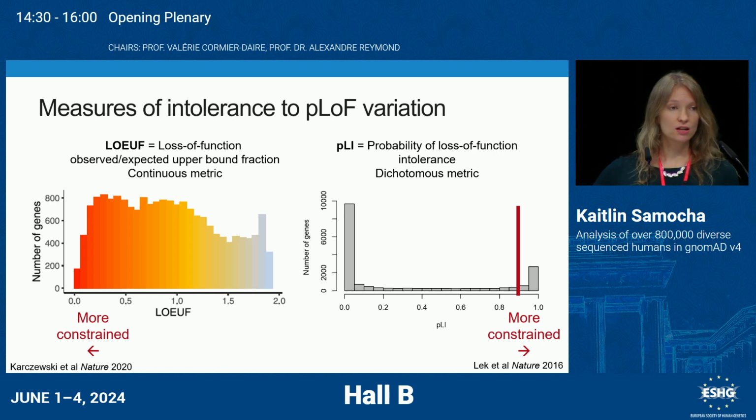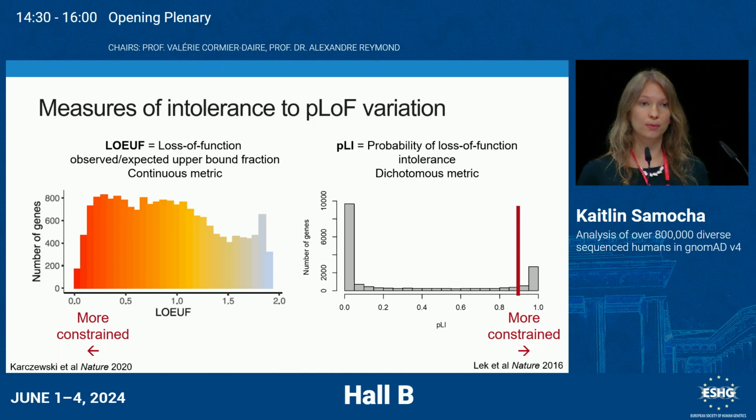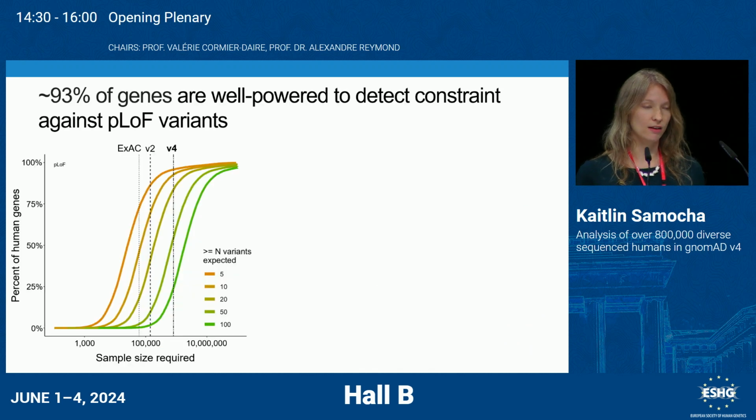So one of the issues with these approaches is that pLoF variants are rare. Not only are they rare allele frequency-wise, there aren't that many opportunities to create them in a gene. So we know that when we applied these approaches to prior data sets, there were a number of genes that we were underpowered to detect constraint in. I'm happy to say that in gnomAD v4, we are powered to detect constraint against pLoF variants in 93% of the genes in the human genome. This is compared to v2, which was about 72%, or ExAC, which was under 50%. So as our sample size grows, we're doing even better at being able to measure this intolerance.